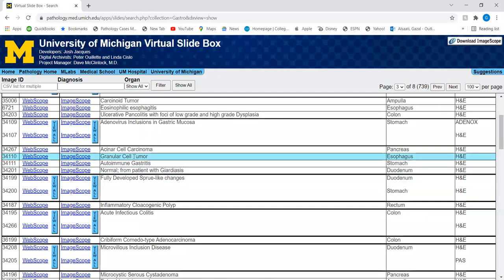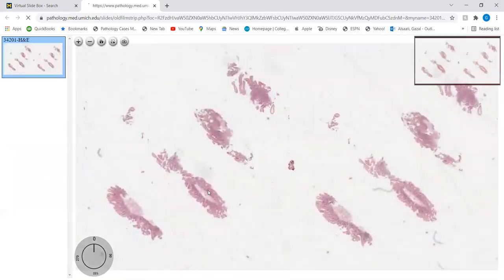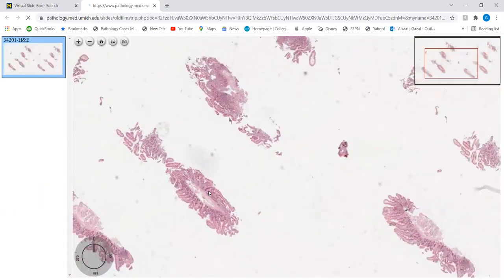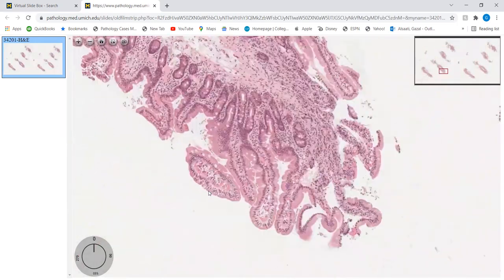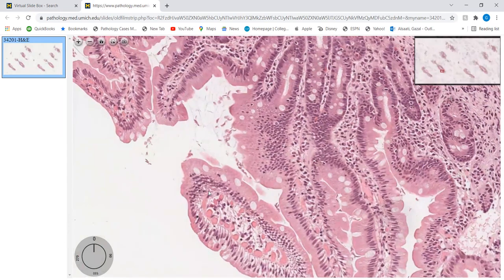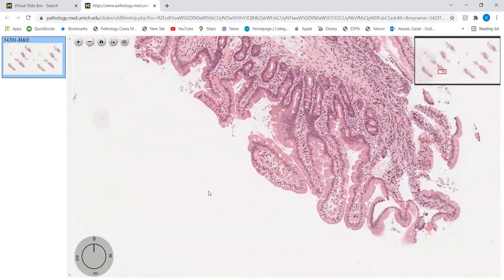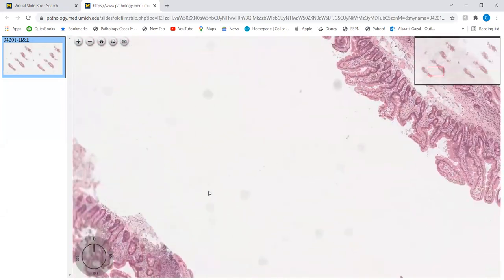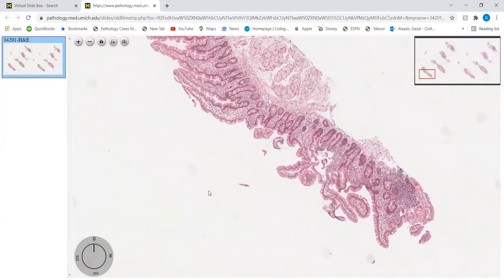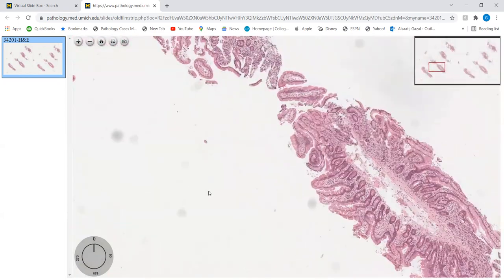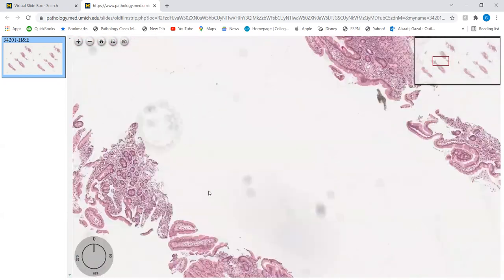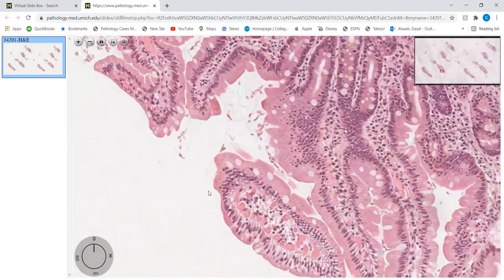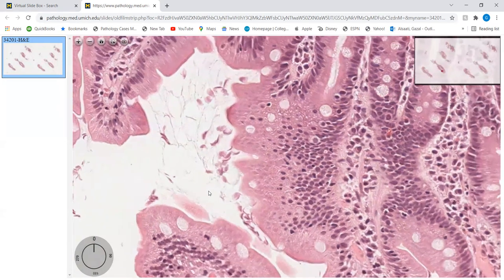Then we have signet ring cell carcinoma, autoimmune gastritis. We've done so many of these. Normal duodenum from patients with giardia. So let's see. I think we've seen one yesterday or the day before of giardia. The reason why he called it normal is because the duodenum will look normal to the clinician and to you. So keep an eye. Any normal duodenum, go high, and you see the leaf-like organisms. These are all giardia bugs.